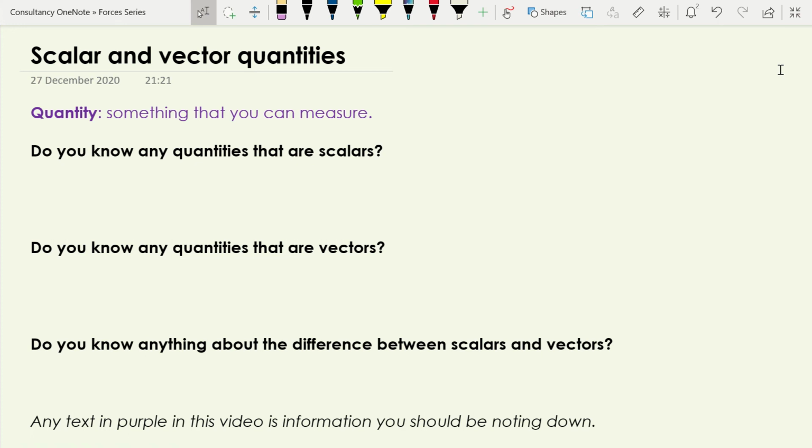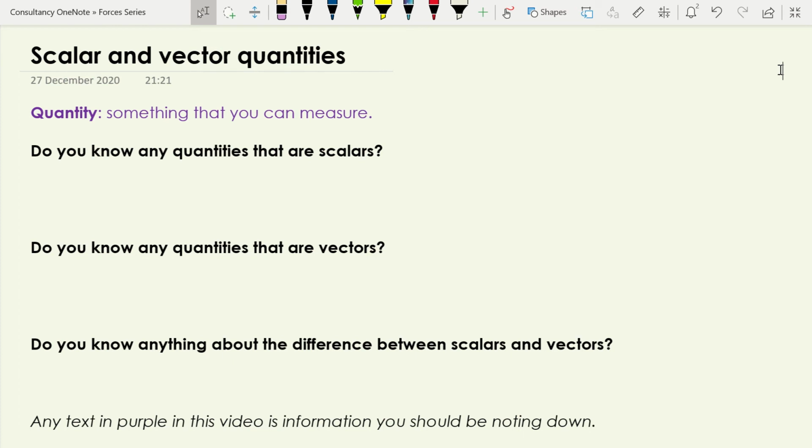All right, so in this video, we're going to take a general look at scalar and vector quantities. So we're not going to delve too much into any specifics, like how we add vectors together and stuff like that. We're just going to focus on what the difference is between quantities that are scalars and quantities that are vectors, and what the significance of the difference actually is.